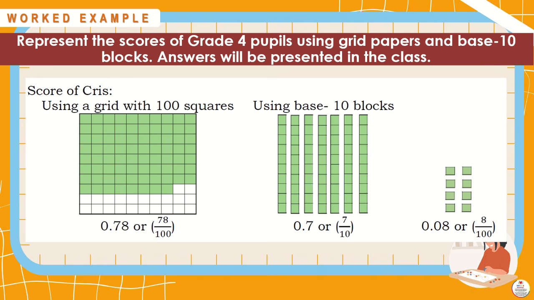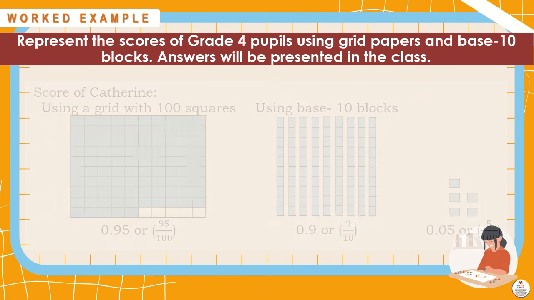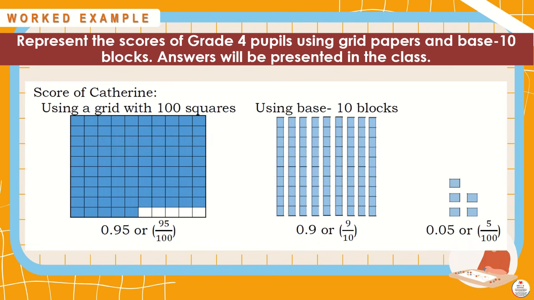Let's answer now. For the score of Chris, using a grid with 100 squares, 0.78 or 78 hundredths. Using base 10 blocks, 0.7 or 7 tenths, and 0.08 or 8 hundredths. Score of Catherine, using a grid with 100 squares, 0.95 or 95 hundredths. Using base 10 blocks, 0.9 or 9 tenths, and 0.05 or 5 hundredths.